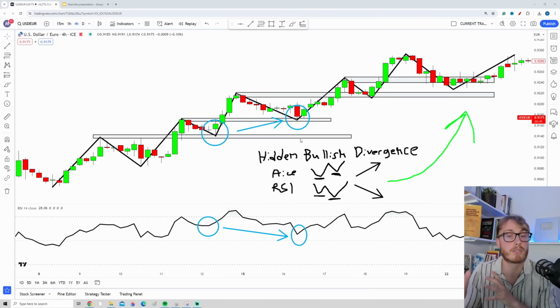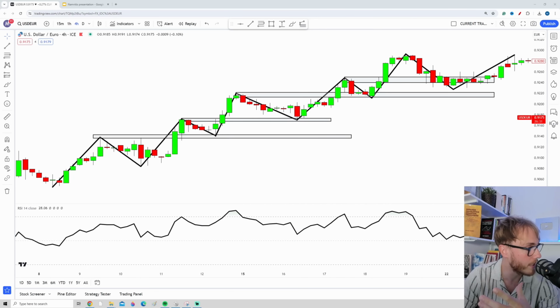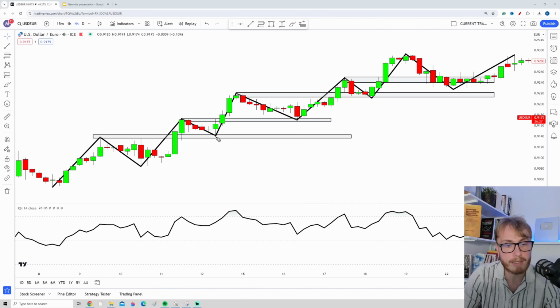and indicates continuation. What is important here is that we don't really want to use the hidden bullish divergence on its own. Remember here, let me actually delete all the drawings. Remember from earlier in this video, we have already identified that we flipped this previous resistance to become support. So now things are starting to come together.